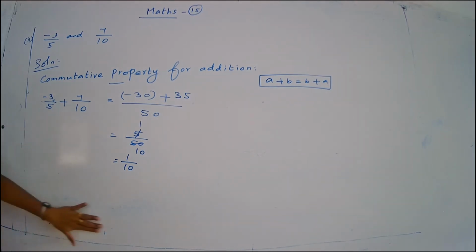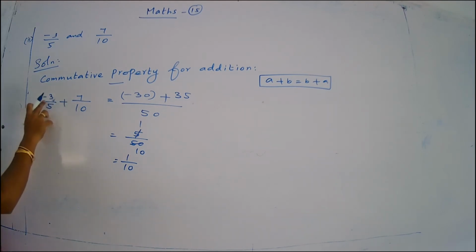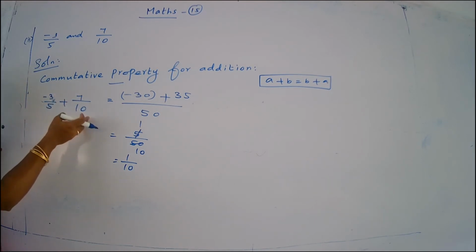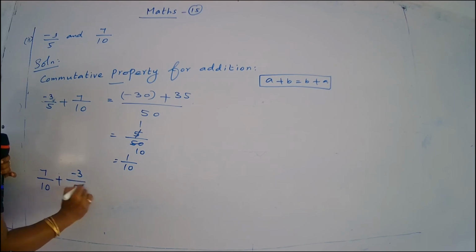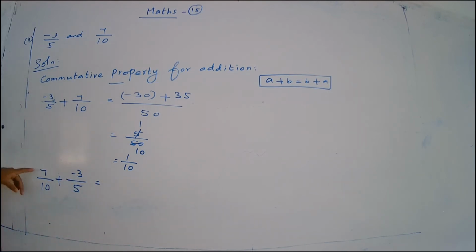Now you change the order. That is B plus A. That means 7 upon 10 plus minus 3 upon 5. So we have to find the value of 7 upon 10 plus minus 3 upon 5. Here also the denominators are different, so calculate by cross multiplication method.